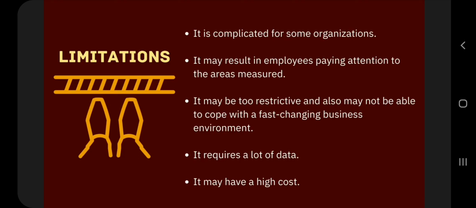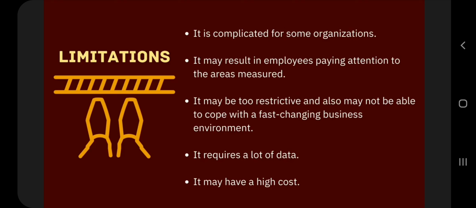Many organizations find it complex for evaluating business units' performance because BSC has a large number of performance measures across several perspectives. If an organization wants to adopt BSC, it has to establish clear and real cause and effect relationships between different measures. Second, it may result in employees paying attention to the areas measured.